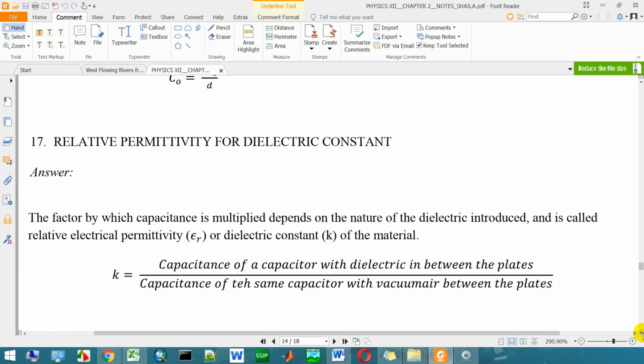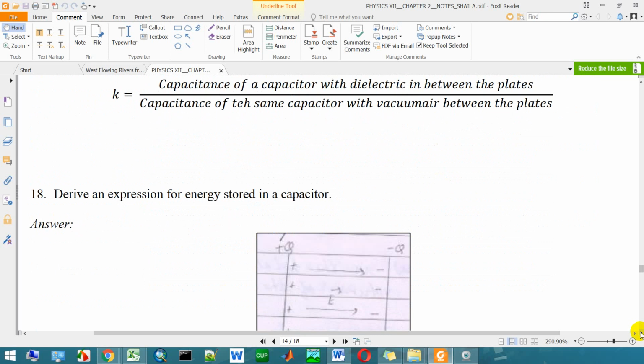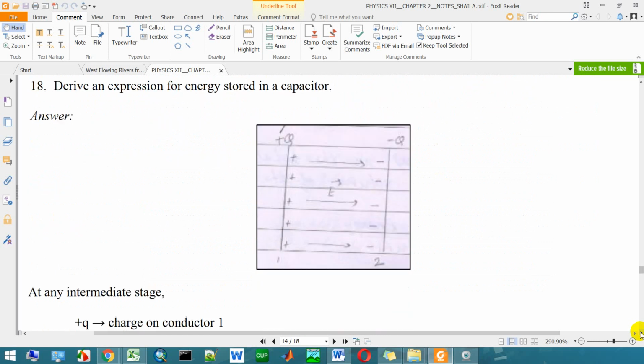Then we have the next question, question number 18. What is the expression for energy stored in a capacitor? The same diagram for the capacitor, with plus Q on the first plate and minus Q on the second plate, in the electric field between the plates of the capacitor.